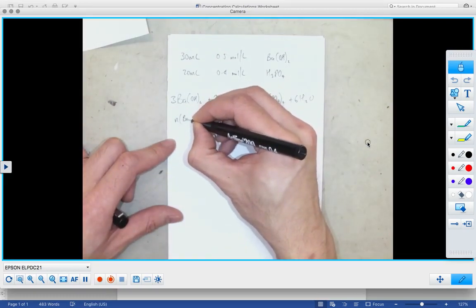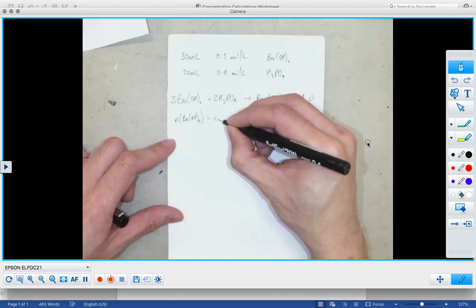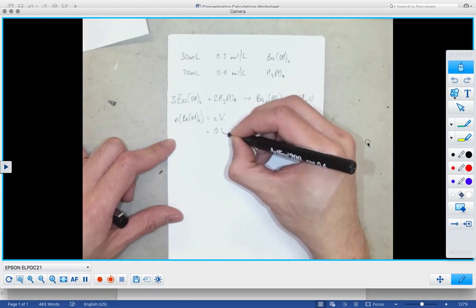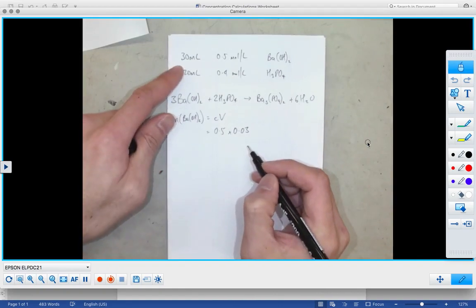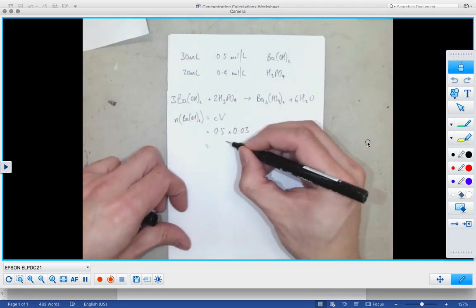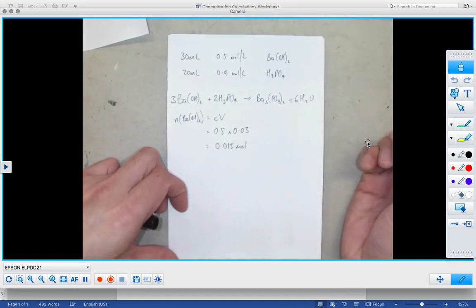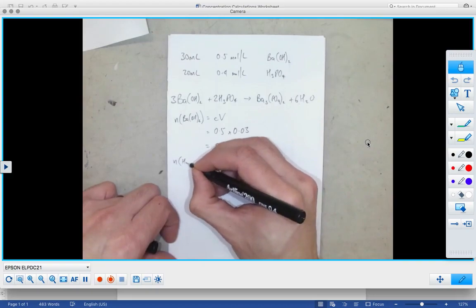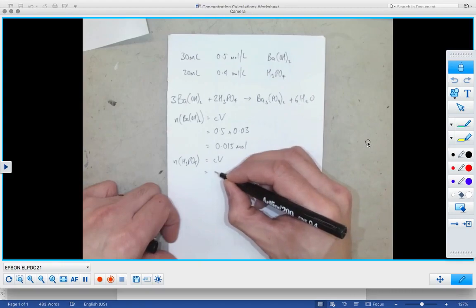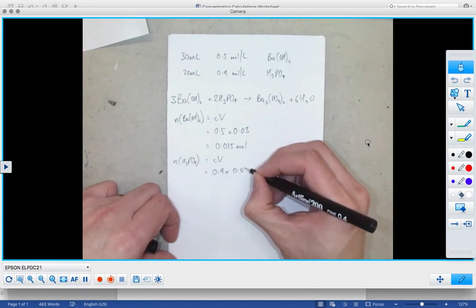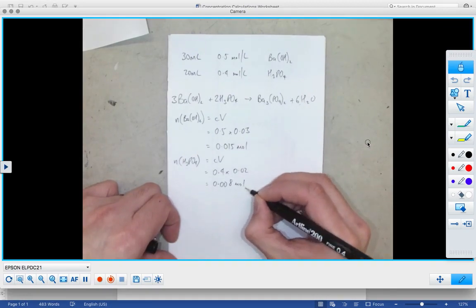So the number of moles of Ba(OH)2 is equal to CV, 0.5 times 0.03. Remember to convert the mL into liters, which is equal to 0.015 mole. The number of moles of H3PO4 is equal to CV, which is equal to 0.4 times 0.02, which happens to be 0.008 moles.